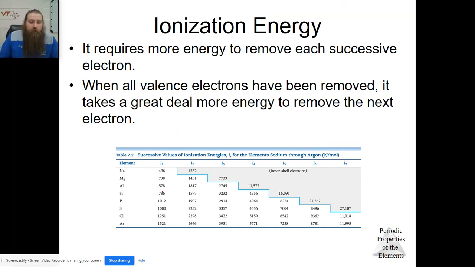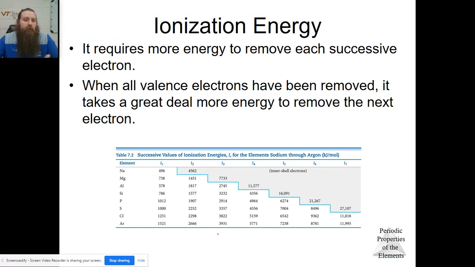If I look at, say, aluminum: first one, easy to take. Second one, 3 times as hard. Third ionization energy, I go from 600 to like 2,800. That's a factor of over 4 increase. But then look at the jump to get the fourth one. We know aluminum can be +3. That's the charge it likes to be. It makes it stable. But to make an aluminum atom a +4, not going to happen.